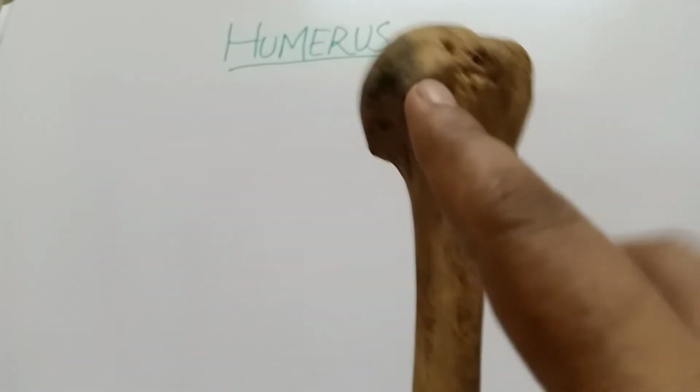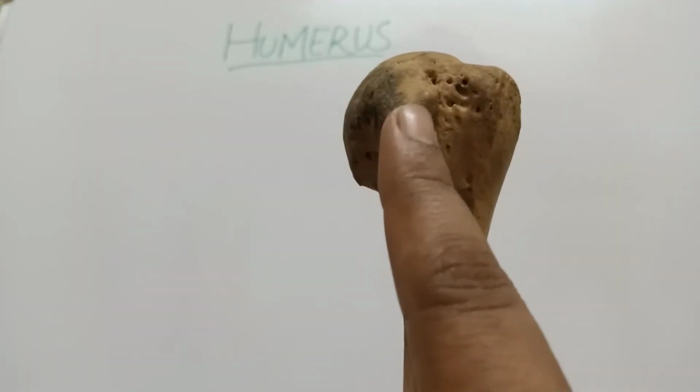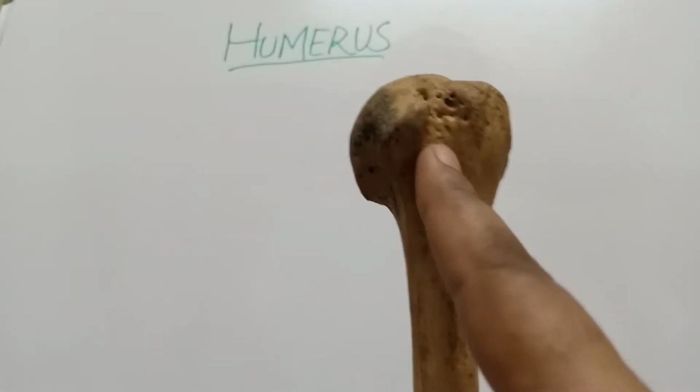The third point is the lesser tubercle is an elevation in the front of the upper end and it is limited laterally by the floor of the bicipital groove.